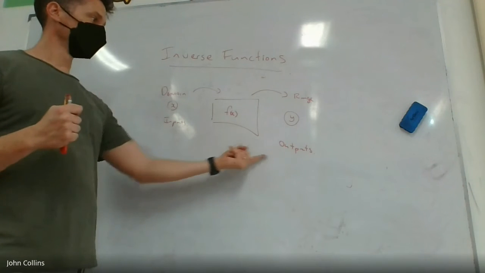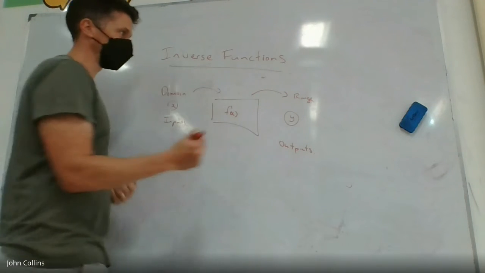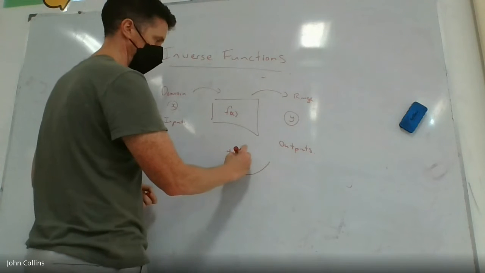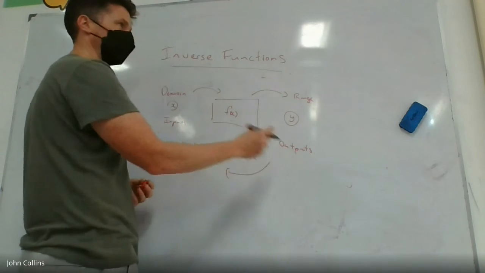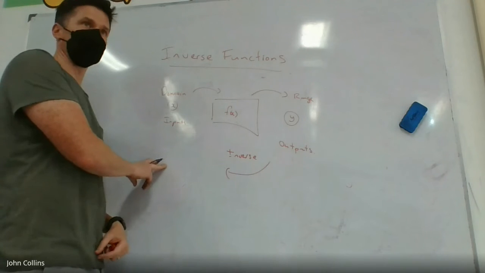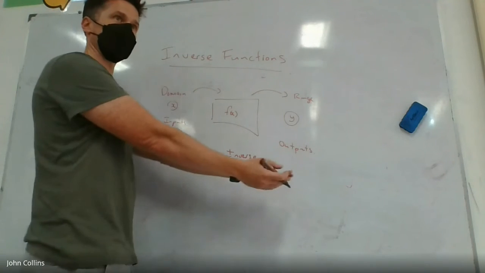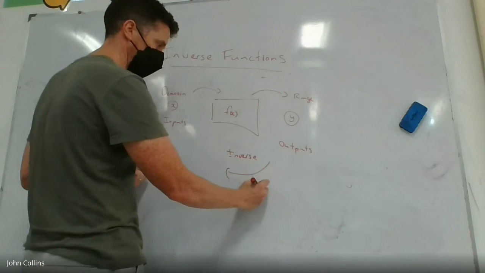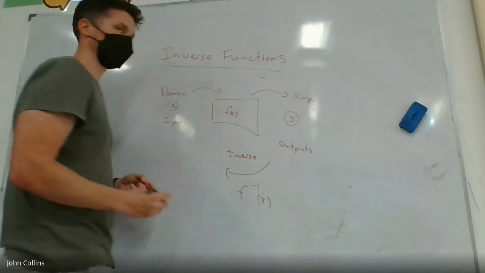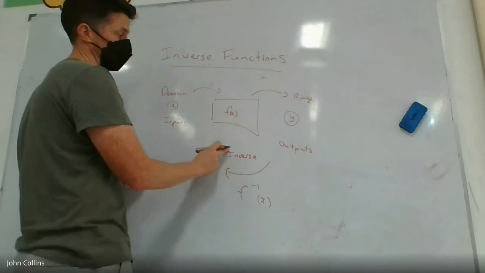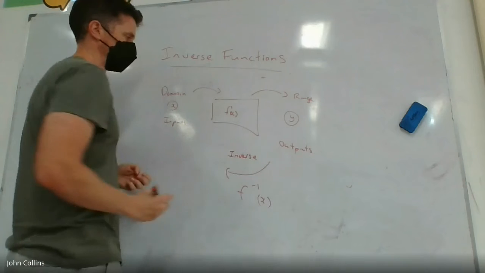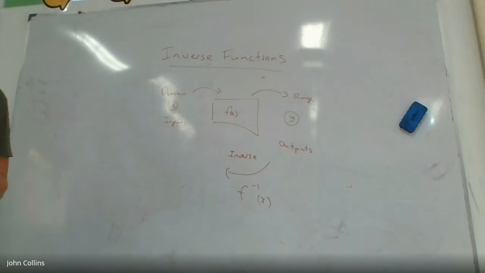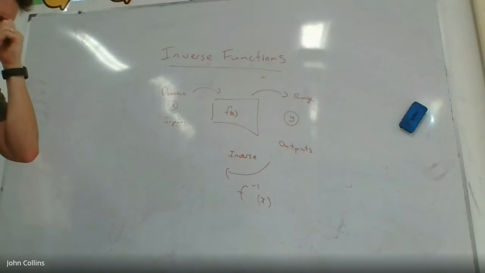well, can I undo and work backwards? If I have the output, can I get the input again? Is there a function that gives me the inputs? And its symbol is f to the minus 1 of x. It's the reverse or inverse. Undoing the function. What is the opposite function to the function?